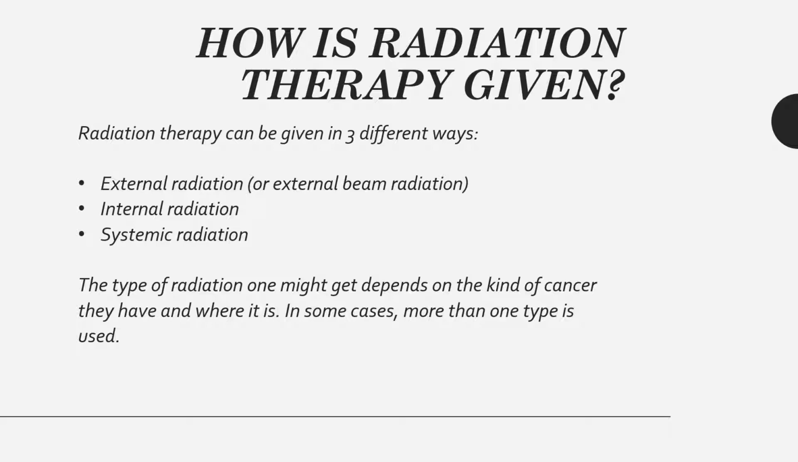How is radiation therapy given? Radiation therapy can be given in three different ways: external radiation or external beam radiation, internal radiation, and systemic radiation. The type of radiation one might get depends on the kind of cancer they have and where it is. In some cases, more than one type is used. And as we go on in this PowerPoint, we will discuss each type of radiation therapy.